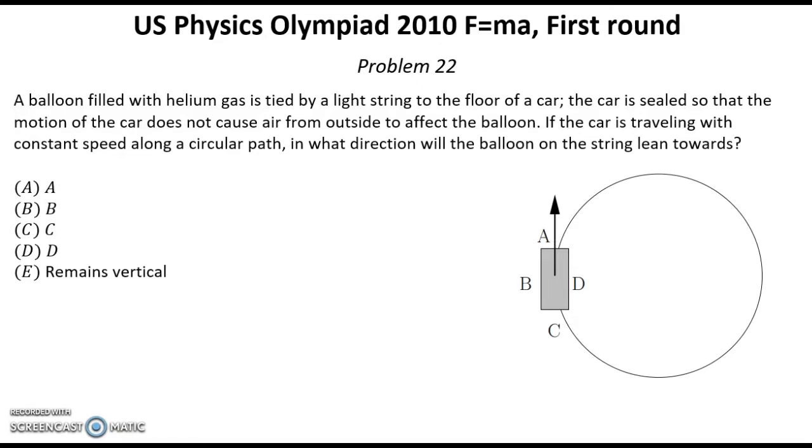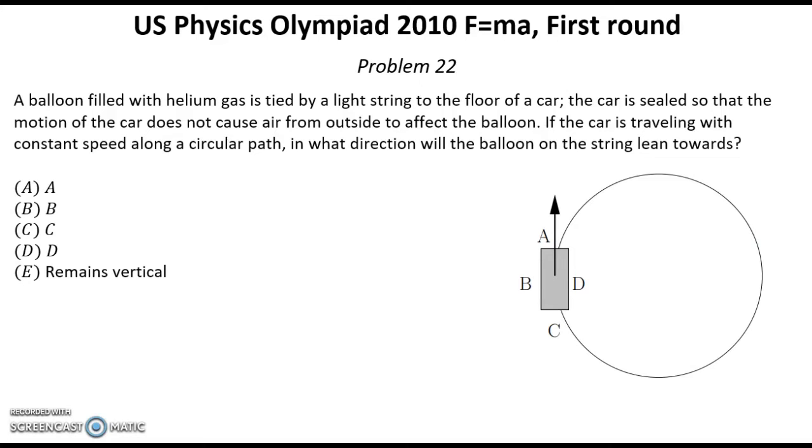Problem number 22. Solution for this problem you can find below this video in the description. A balloon filled with helium gas is tied by a light string to the floor of a car. The car is sealed so that the motion of the car does not cause air from outside to affect the balloon. If the car is traveling with a constant speed along a circular path, in what direction will the balloon on the string lean towards?